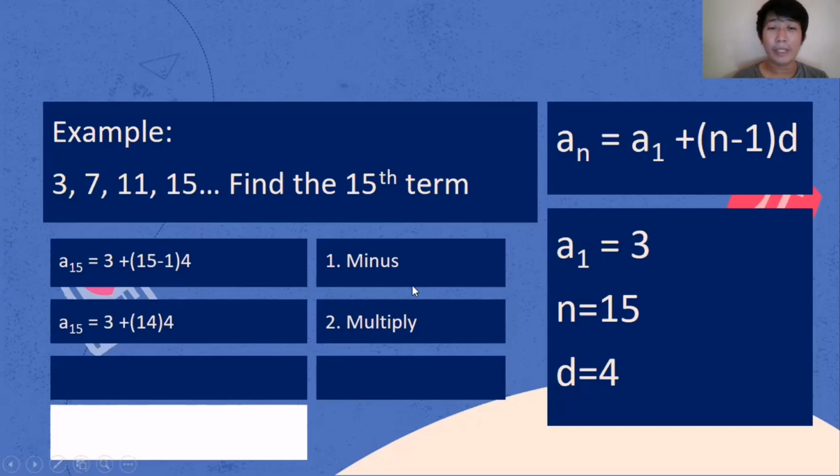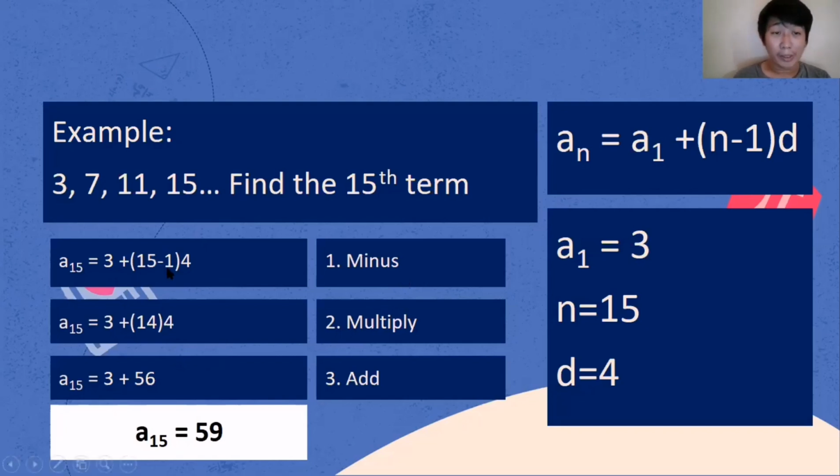The next process is to multiply. 14 multiplied by 4, that is 56. Then the last process will be adding. So 3 plus 56, that is 59. It means the 15th term is 59.